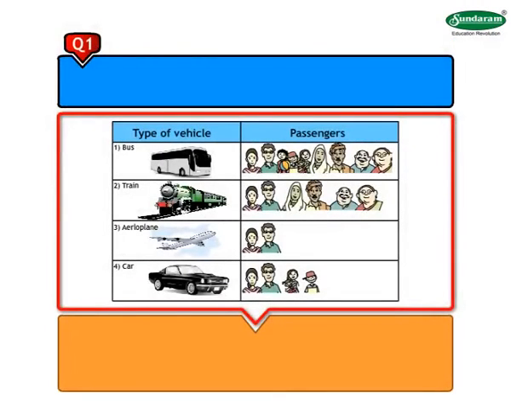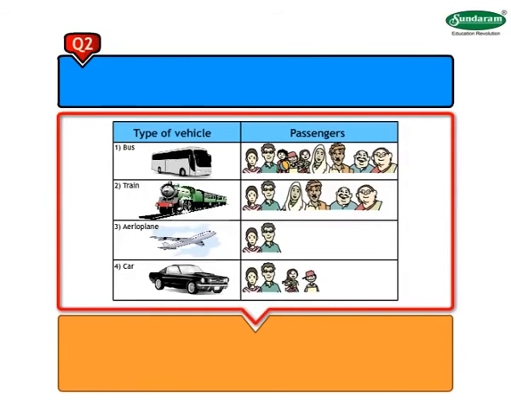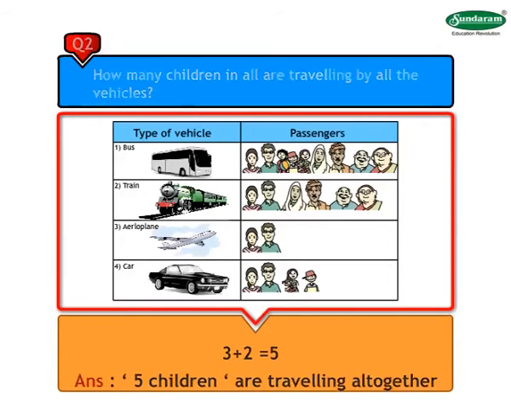Question 1. Name the types of vehicles shown. Answer. The vehicles shown are bus, train, aeroplane and car. Question 2. How many children in all are traveling by all the vehicles? Answer. As seen in the table, 3 children are traveling by bus and 2 children are traveling by car. 3 plus 2 is equal to 5. Thus, the answer is 5 children are traveling altogether.